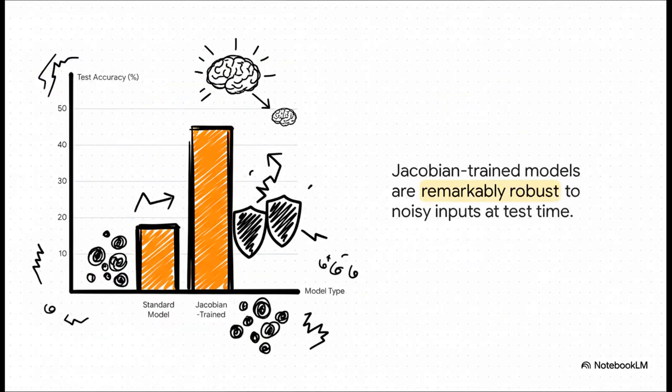But what about a stress test? What happens when things get messy and the input data is super noisy? Well, the standard model just falls to pieces. Its accuracy plummets. But our new student, the one that learned how to think, it stays strong. It holds its ground, maintaining almost 45% accuracy. It's not easily fooled because its understanding is just so much deeper.